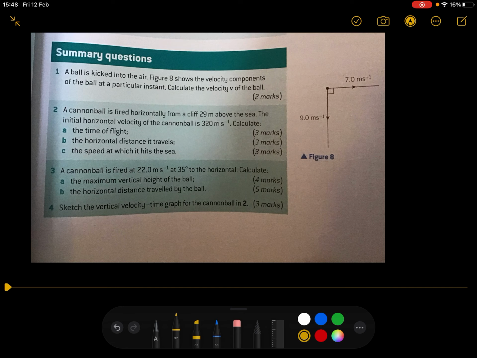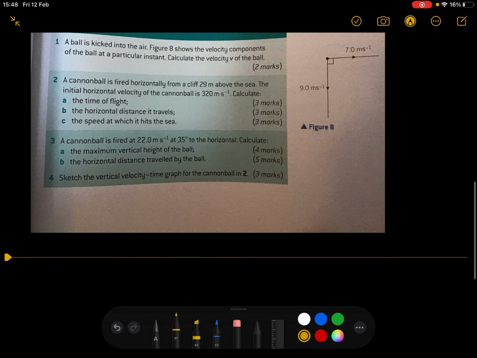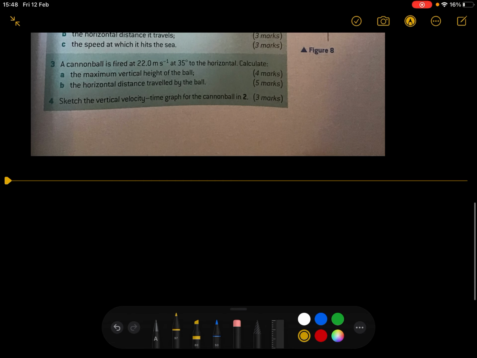So, question number 1. A ball is kicked in the air. Figure 8 shows the velocity components of the ball at a particular instant. Calculate the velocity V of the ball. So you're going to put your 2 components together to work out the velocity. Now, just a quick reminder that you will need to work out both the magnitude and direction, so it will need an angle. So the magnitude is nice and easy. You can use Pythagoras there.